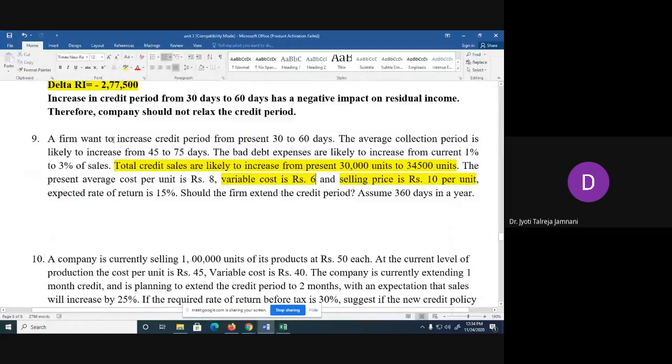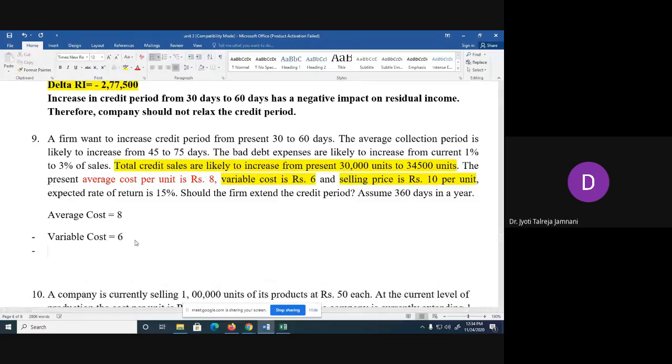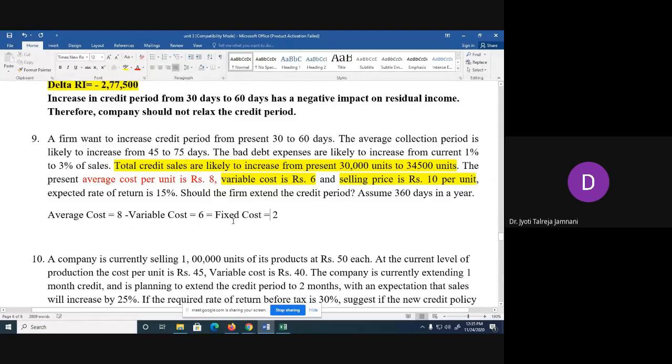Now look at the problem. They have not mentioned the fixed cost anywhere, but they have told you that the average cost per unit is 8 rupees. So we'll have to find the fixed cost. I'll show it here itself. The average cost is 8 rupees. From this we'll minus variable cost, which is given, 6 rupees. So from 8 rupees we will minus 6 rupees, we will get fixed cost. How much is it? 2 rupees. I did nothing but 8 minus 6, or I'll show it here in the equation: 8 minus 6, fixed cost you will get as 2 rupees. So out of the total 8 rupees average cost, variable cost is 6 rupees and fixed cost is 2 rupees.